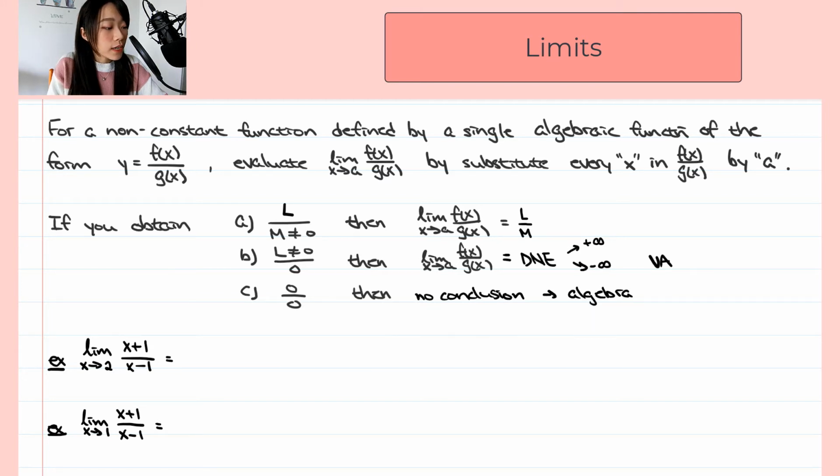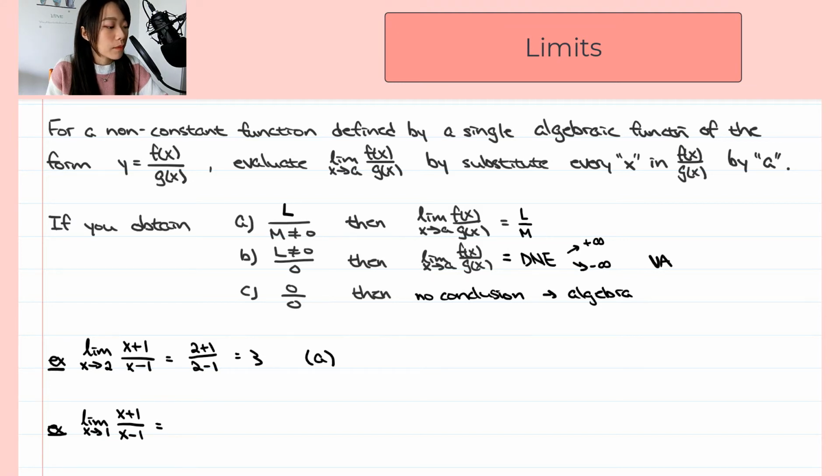Let's look at a few more examples. Limit of x plus 1 over x minus 1 as x approaches 2. The first thing we need to try is to use the cheating rule. So when we substitute x by 2, we get 2 plus 1 over 2 minus 1, which equals 3. So here we obtain type A, any number over a non-zero number. So the limit is simply L over n, which is 3 over 1.